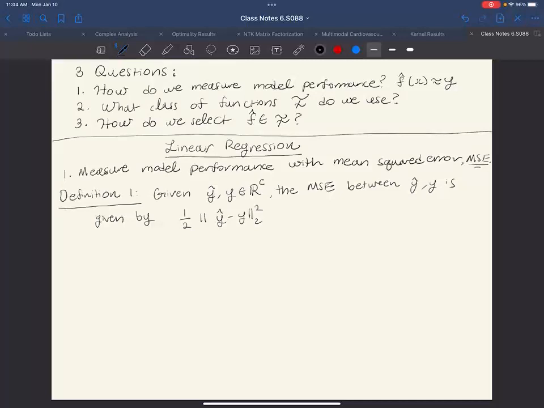And I'm going to put a 1/2 in front just to make my life easier and get rid of some constants when I start taking derivatives. This is, of course, completely optional. This is just a scaling factor, and the error is really dominated by this term.